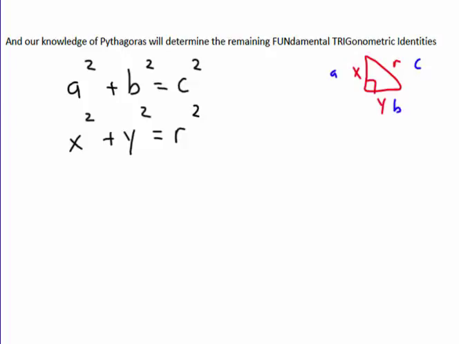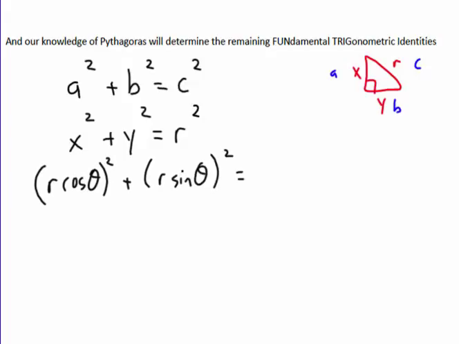But remember, we found values for x and y. X was the same as r cos theta, so we'd have to square that, plus the y value is r sine theta. And of course, we're going to square that, and that's equal to r squared. Well, we can go one step further and square everything. We get r squared cos squared theta plus r squared sine squared theta.